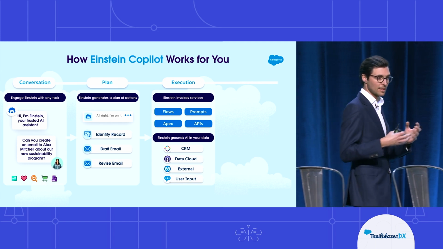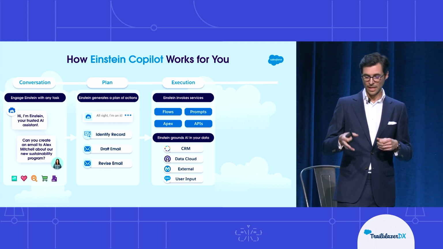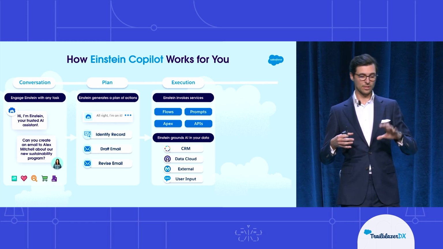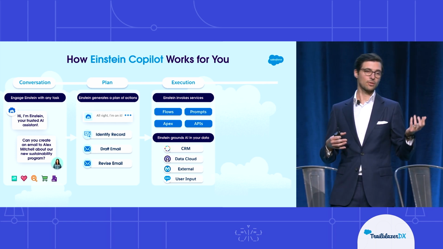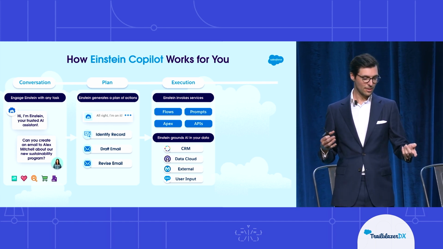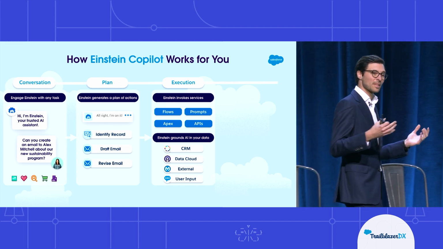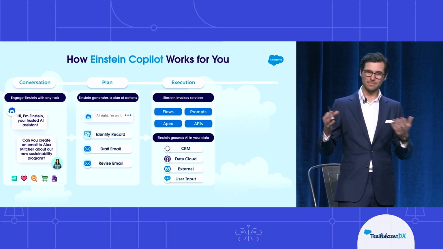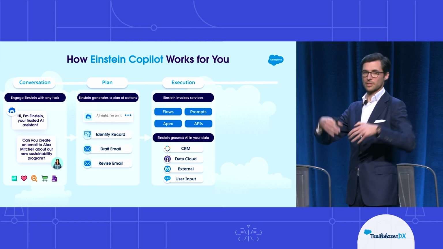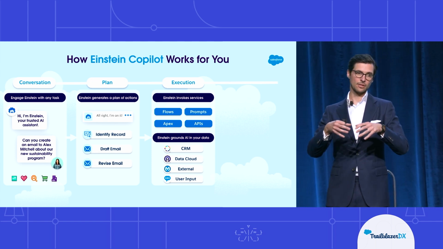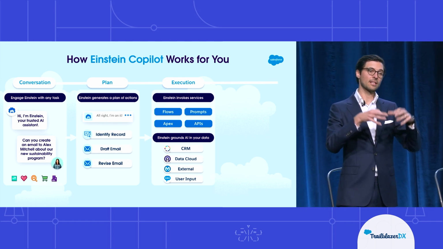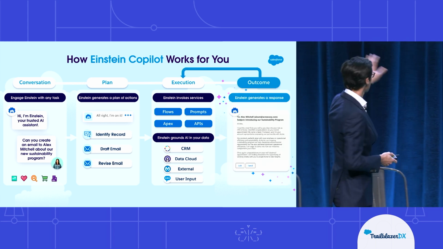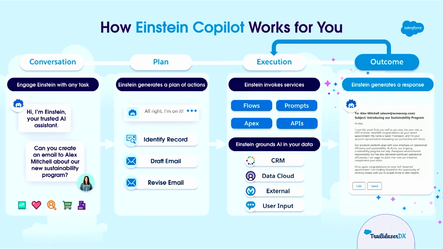And so the actions can be, as I was saying, standard or custom. And of course, all this is grounded on data that you have in your CRM. So this is very important because if you would ask, hey, can you create an email to Alex Mitchell about our new sustainability program, if you do that outside of Salesforce, you will get an email that is pretty basic. But if you ground it with data, if you actually feed that data into the LLM in the prompt that you are giving, you are going to get a much better output. You are going to get an output there that is the email itself.